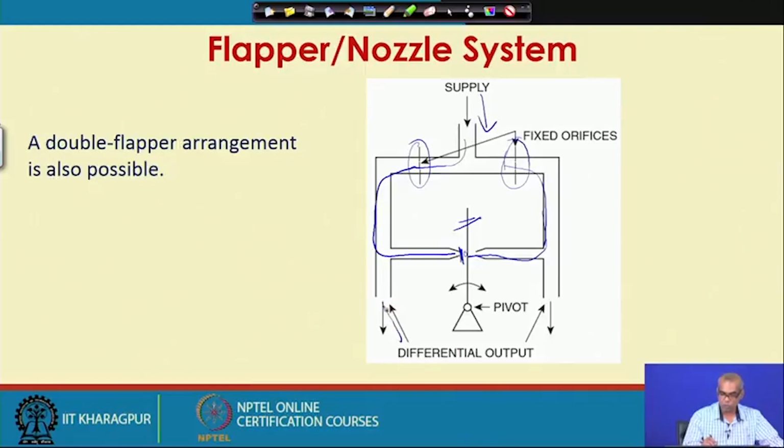So, the output pressure is a differential output. So, you will measure differential pressure. When we talk about pressure measuring instruments, we will talk about how to measure differential pressures. But this arrangement is also possible when you have a double flapper arrangement.